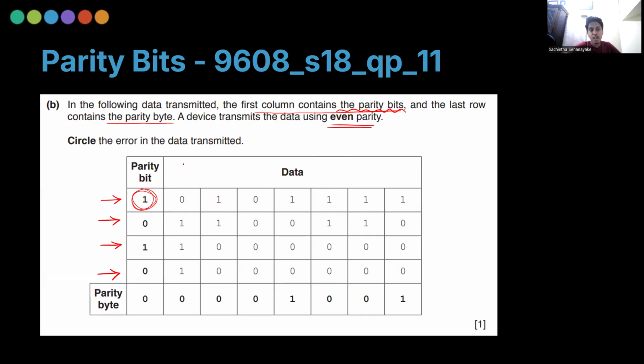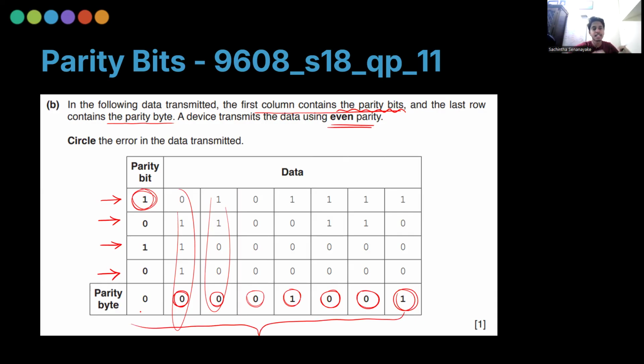And this operates based on an even parity system. And then for the columns, also you have a so-called parity bit in the last row. So these last row bits are the parity bits for the column. So at the end, you end up forming a parity byte, which is an entire byte full of parity bits. And they are saying that the device transmits the data using even parity, which ensures that the parity bit should always ensure that the number of ones in that column or row is an even number. They are asking us to circle the error in the data transmitted.